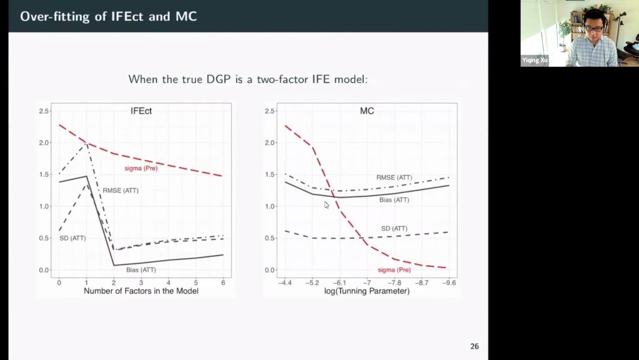So for MC, we also have a declining sigma, as the in-sample fit becomes better and better. Sorry, I forgot to explain: the x-axis is the log of the tuning parameter. You do not observe a local minimum because this is not a fair comparison, as this data is generated by a 2-factor model. So IFE with 2 factors is actually the correct model. But with MC, because the model is misspecified, you can't find a local minimum.